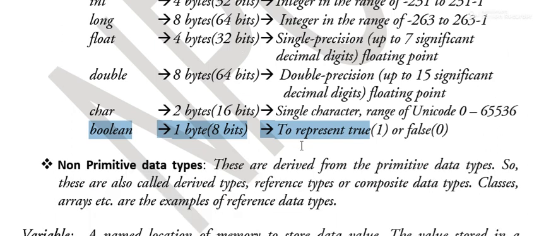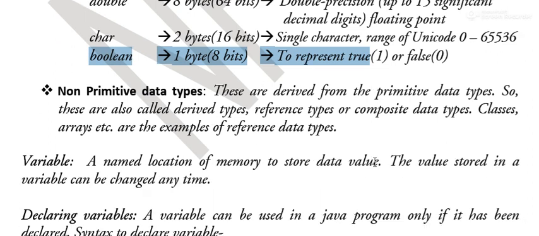Non-primitive data types are classes or arrays. These are derived from the primitive data types, so they are also known as derived data types. We will discuss classes and arrays in the next classes.